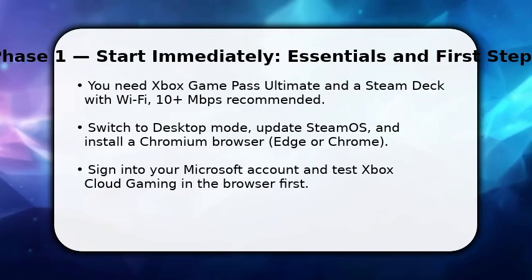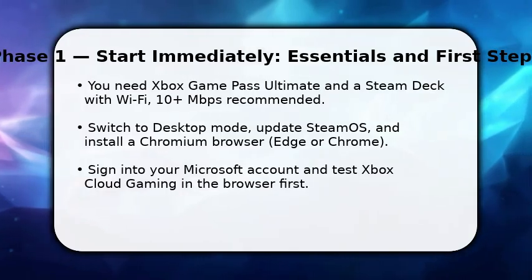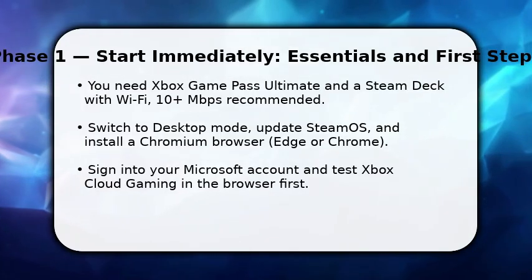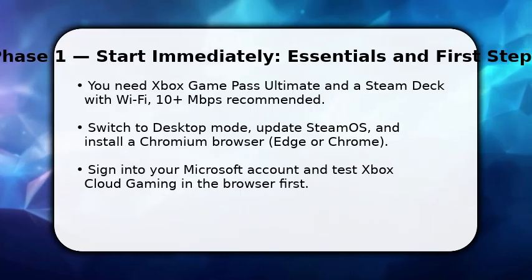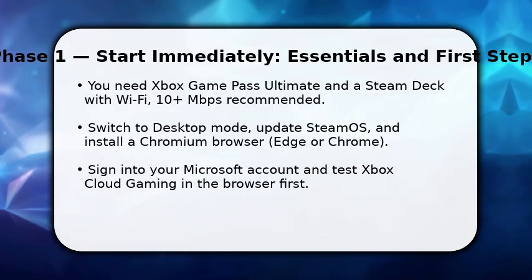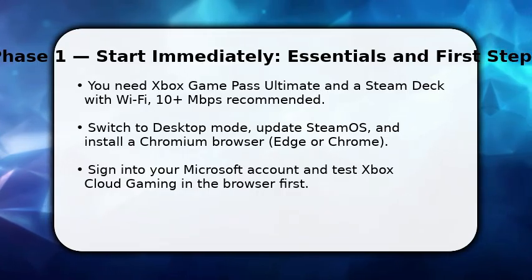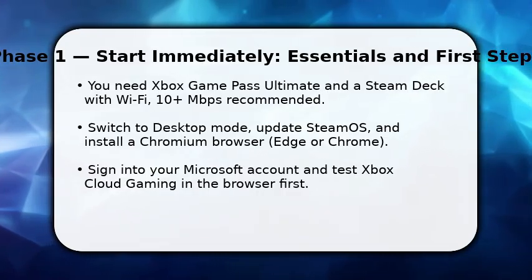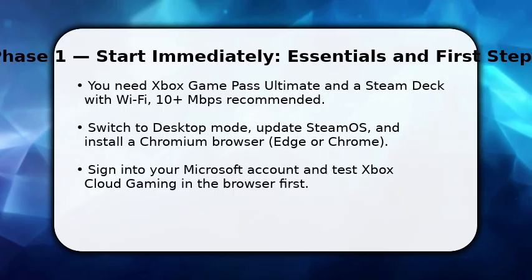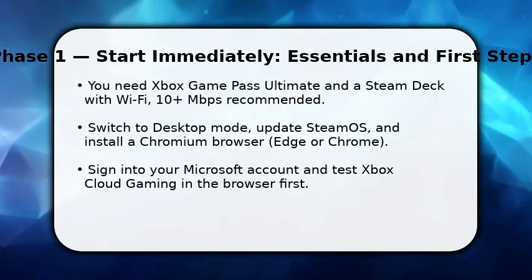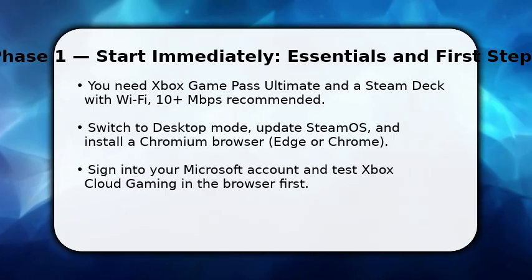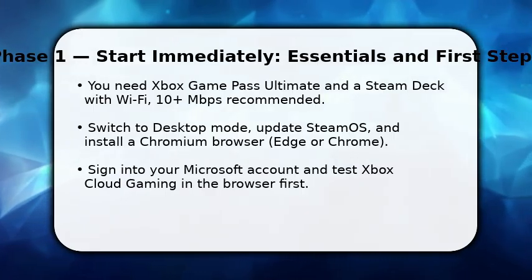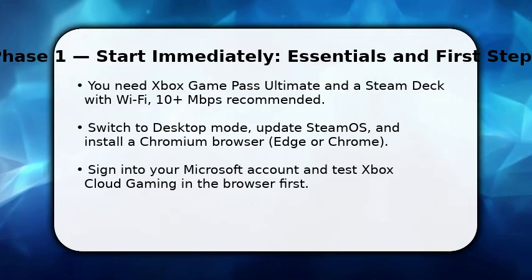You begin by preparing the deck for streaming. Make sure you have Xbox Game Pass Ultimate and a stable Wi-Fi connection because cloud performance depends on it. Once done, switch to desktop mode, update SteamOS, and install a Chromium browser like Edge or Chrome. Sign into your Microsoft account and confirm Xbox Cloud Gaming runs in the browser. This verifies your account and network.